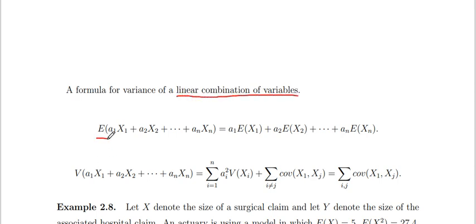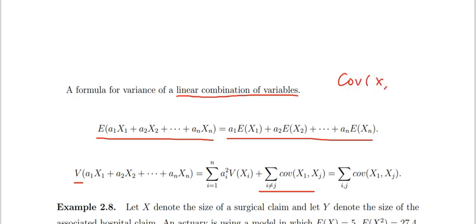So we have this for E, expectations, just the combination of those expectations. But for variance, it equals the sum of each a_i squared values plus the covariance of x_i and x_j. Okay, so we also can say that if covariance for x and x, this is just the variance of x.